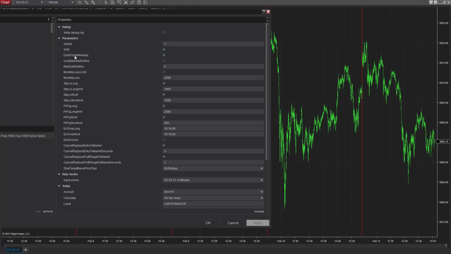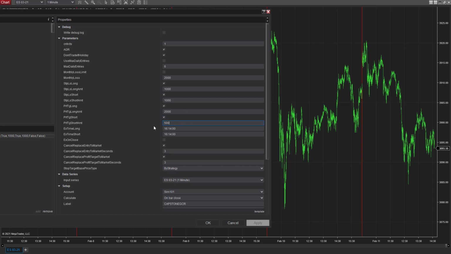It uses the don't trade if holiday function. It does not use max daily entries. You could use that. It has a monthly loss limit. Be sure if you use the monthly loss limit function that it doesn't use it by default, but if you use this by default, you need to have at least a month's worth of data. Then you have a stop loss on the long side, stop loss on the short side, which are the same. Then you have a profit target on the long side, which is 2,000, and a profit target on the short side, which is 500.